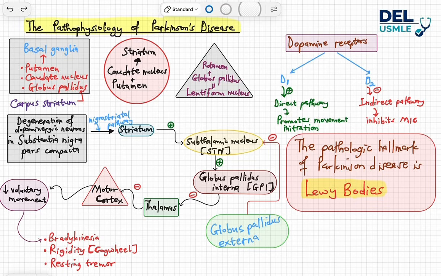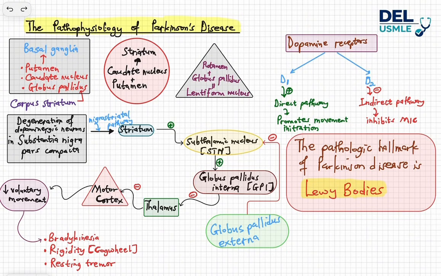But again, let's look at how dopamine works. When you look at dopamine, it has receptors, two of them. We have dopamine D1 receptors and dopamine D2 receptors. Anytime dopamine reacts with the D1 receptors, it tends to activate the direct pathway. And what does the direct pathway do? It promotes movement initiation. Whenever dopamine reacts with dopamine D2 receptors, it inhibits the indirect pathway.